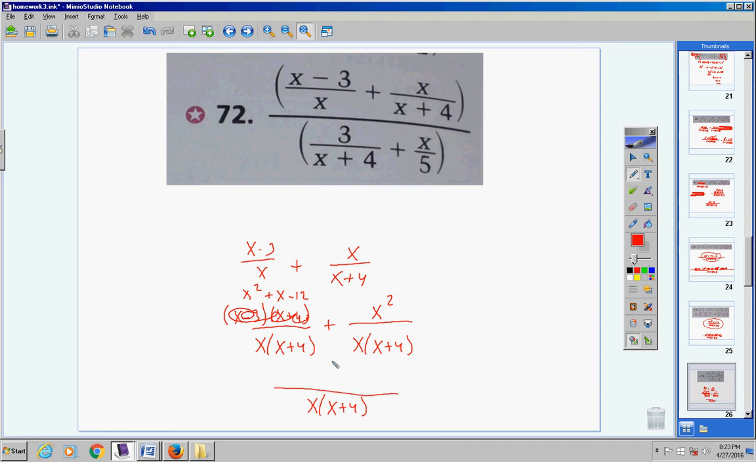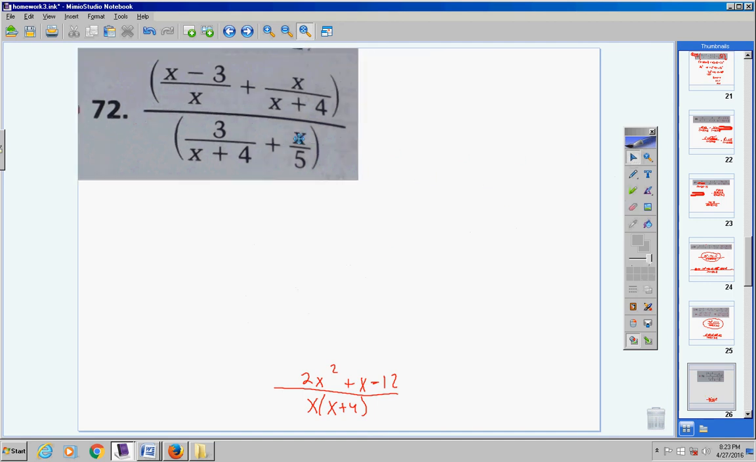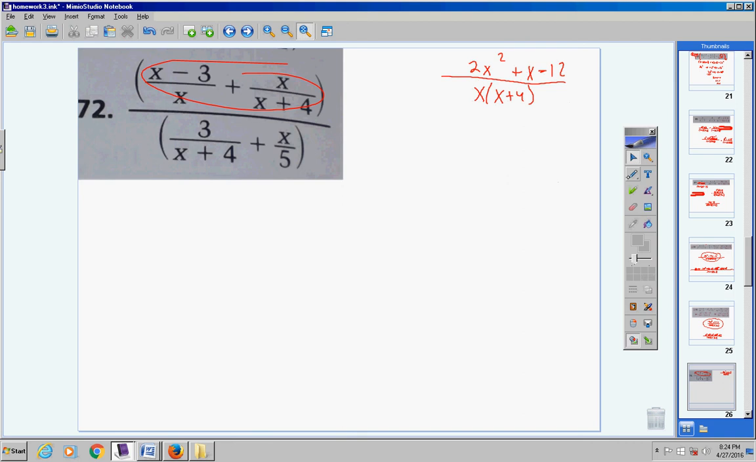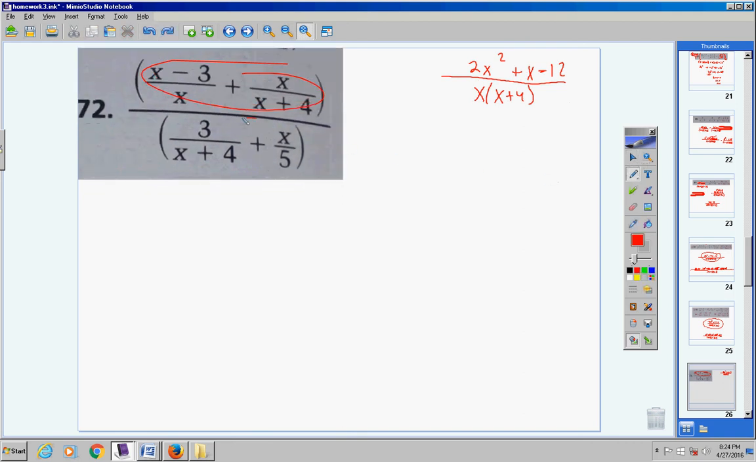And I have x squared plus x squared, 2x squared, positive x, negative 12. Alright, so when I combined these two fractions here, I got this right here up top. Alright, now let's work our way down to these two fractions. These two fractions here, let's combine those two fractions, okay? And let's see what we get.